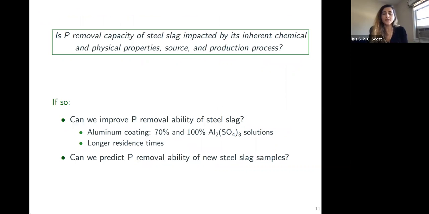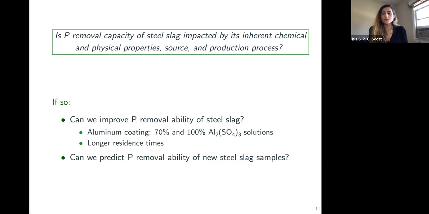So with that in mind, we established our main question for this research, which is: is the phosphorus removal capacity of steel slag impacted by its inherent chemical and physical properties, source and production processes? And spoiler alert, the answer to this question is yes. And since we were able to find poorer slags in terms of phosphorus sorption capacity, we then asked, can we improve the phosphorus removal ability of those slags that didn't perform very well?